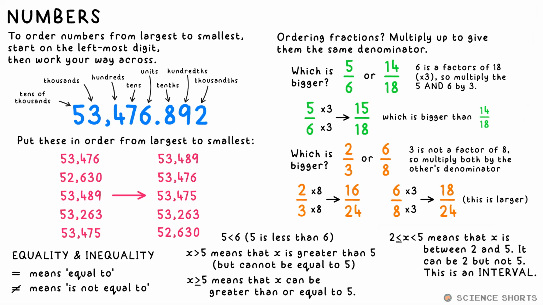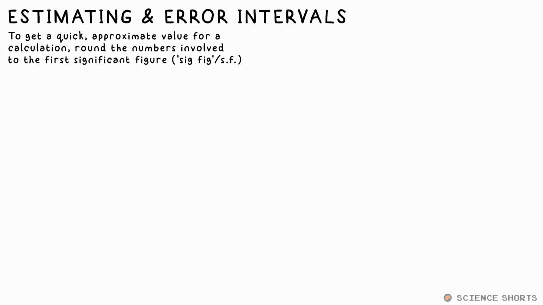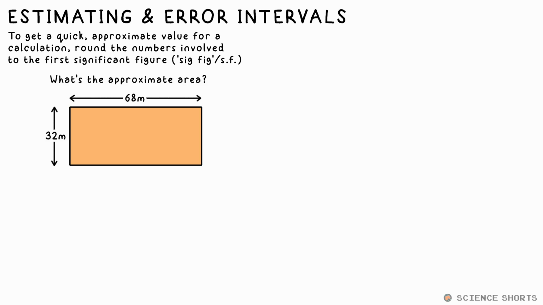An interval is when a value can be between two numbers. But to do this properly, one of the symbols must be or equal to as well to make sure that intervals don't overlap. Estimating or approximating is useful when you need a quick answer that doesn't have to be exactly right, say when estimating how much gravel you need to buy in order to cover an area.